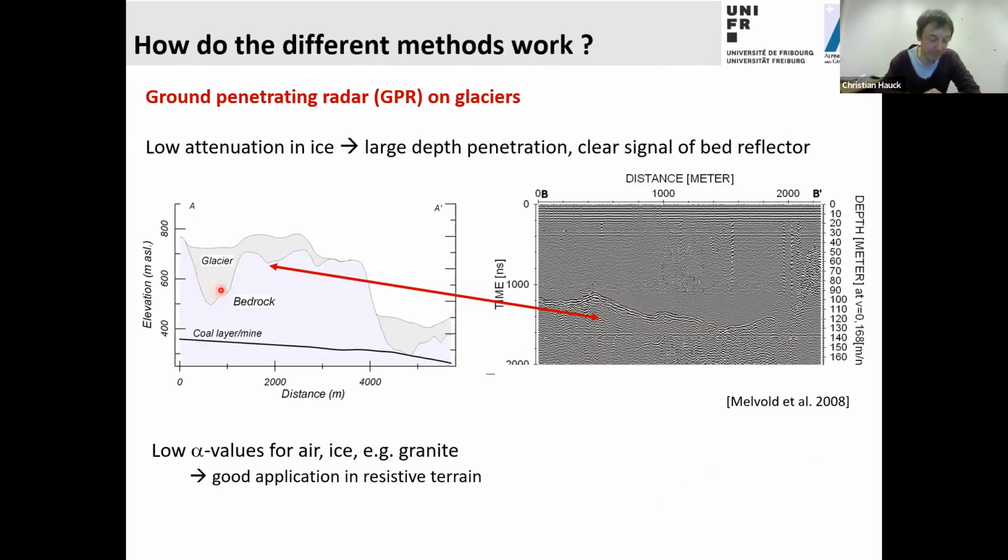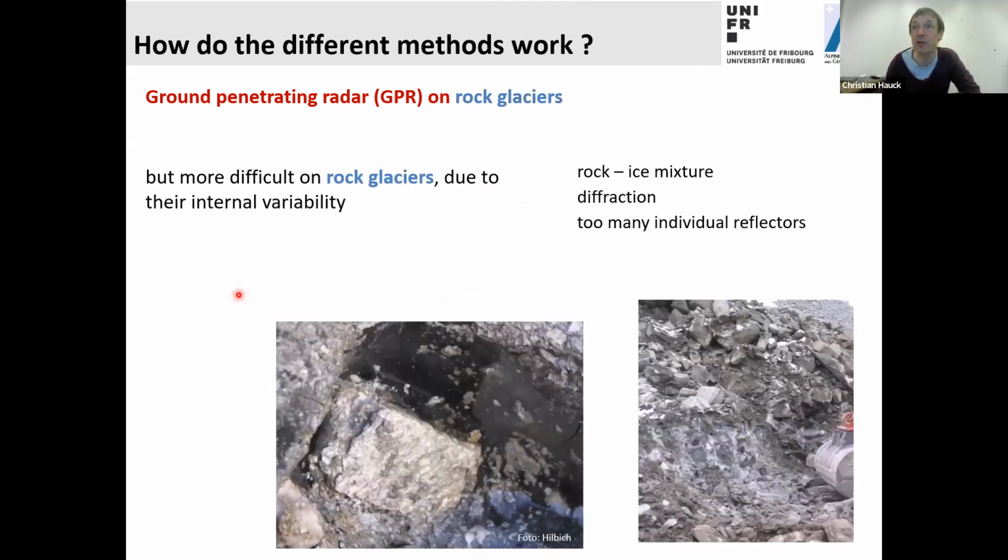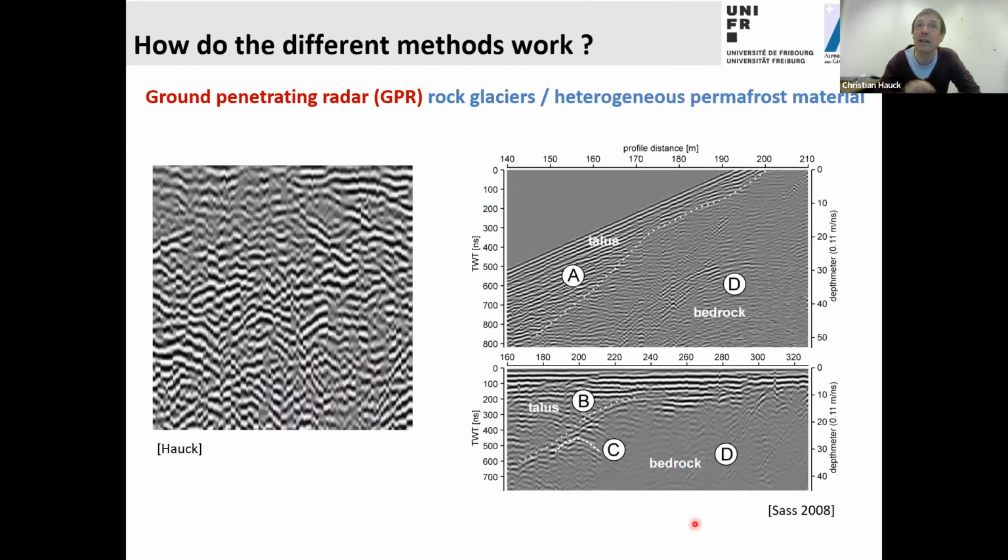Now, what happens if we go to a rock glacier, permafrost, again, that example from before, we have now this rock ice mixture. So if we're lucky, we can still get the base, but we can also get a lot of in-between refractions or diffractions of the electromagnetic signal. So in a way, we have just too many reflections in our study object, which is why it's then more difficult to get a good two-dimensional result out of it. And then very often we just look at the pattern.